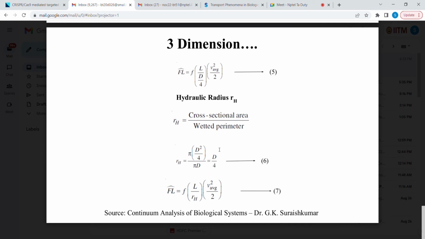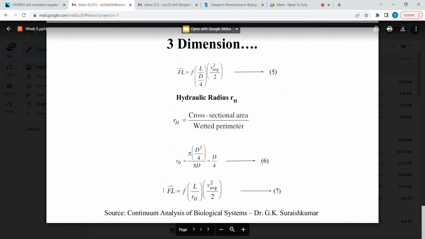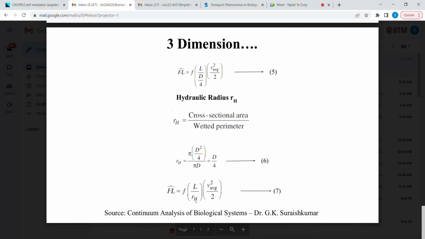So what happens is that if you substitute this into this, you get FL hat equal to F into L by RH into V average squared by 2. So basically, L can be measured, the hydraulic radius can be measured, the average velocity can be measured because we are the people who are pumping the fluid, and if we know the frictional factor, we can find out the frictional loss per unit mass.